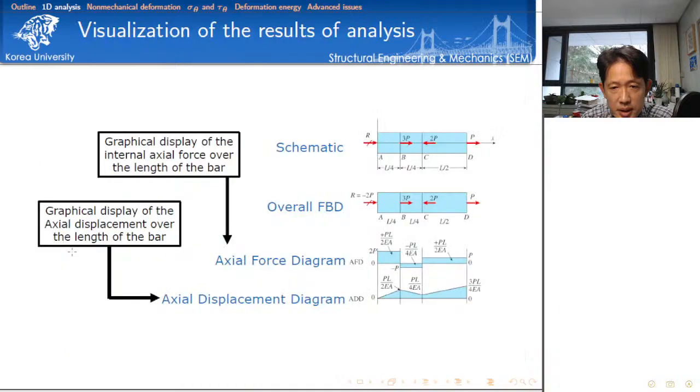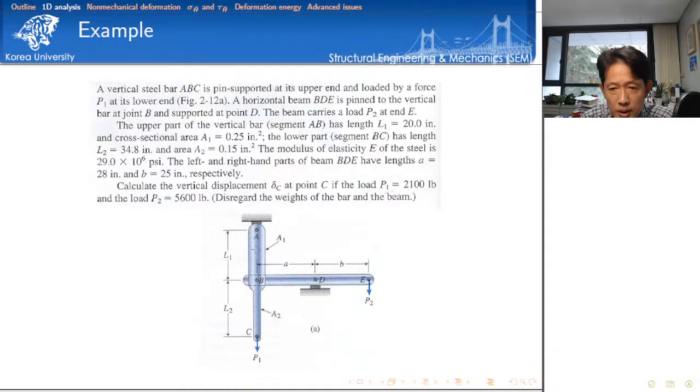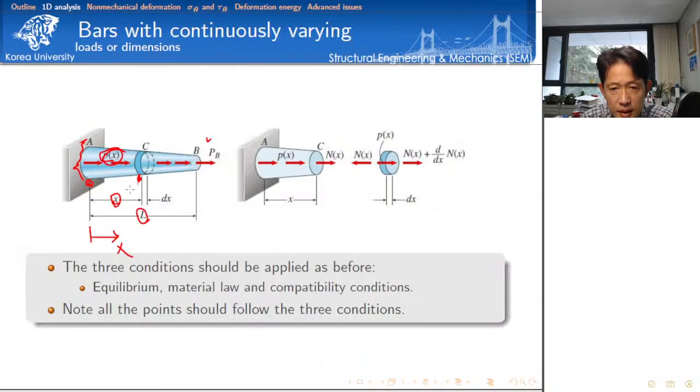Constant cross-section areas. In that example, between the nodal points we didn't consider any change of cross-section area. Between node B and node C, the cross-section area is fixed as a constant. But here, the cross-section area is also changing, which means we have to write the cross-section area as a function of the coordinate. It depends on the position.